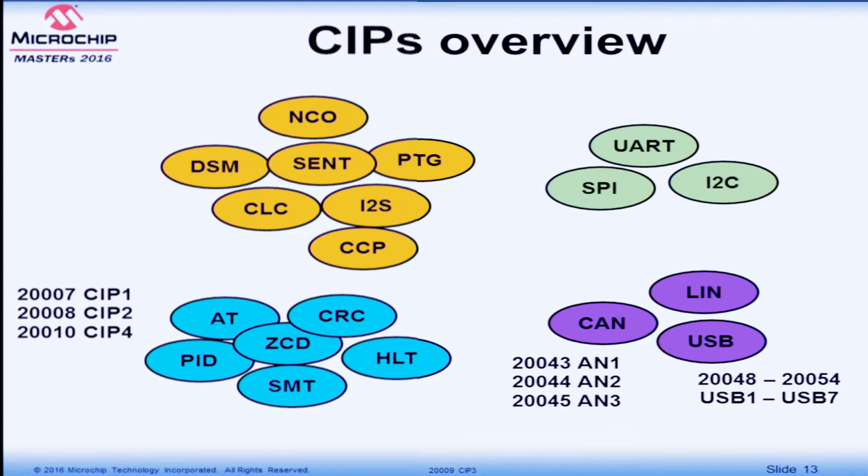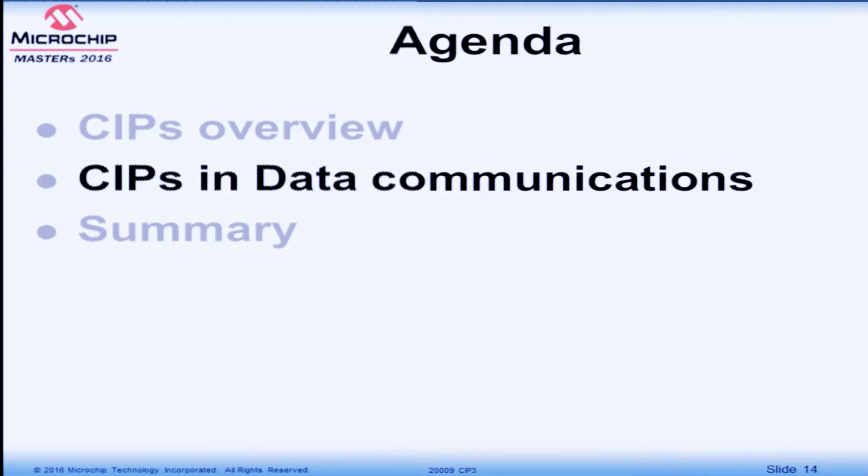So for the CAN, USB, and LIN bus, we have specifically designed classes in this year's master, and you can take those USB 1 to 7 classes and CAN 1 to 3 classes if you want to know more details about those. And we cover other CIPs in our other module of our CIP series this year. So if you're interested, we recommend taking other CIP classes. All right, so that's basically the overview of what we have.